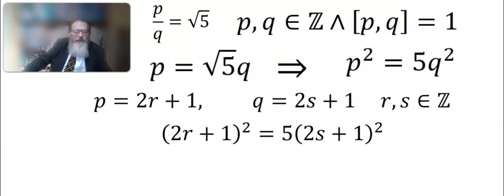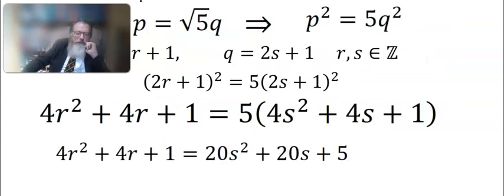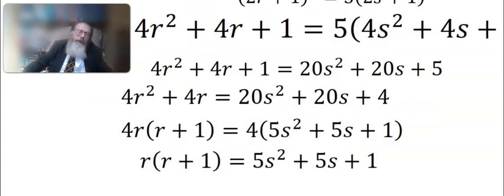And we now proceed to multiply these out, so that we can now see that the left-hand side is 4r squared plus 4r plus 1, and that is equal to 5 lots of 4s squared plus 4s plus 1. And I now multiply out the right-hand side to get 20s squared plus 20s plus 5.